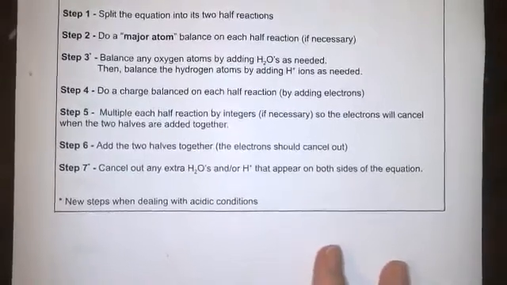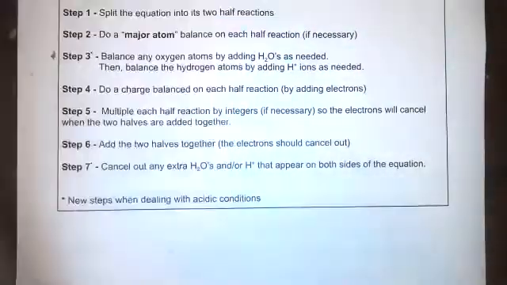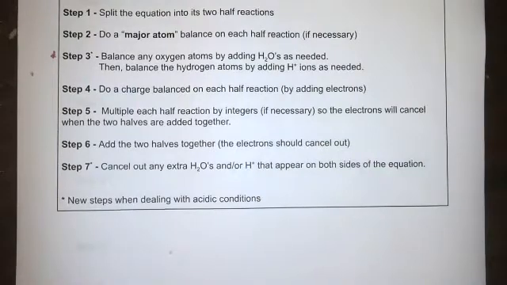Step 3, now this is one of the new steps that we've inserted. We're going to balance any oxygen atoms by adding water molecules, and then we're going to balance the hydrogen atoms by adding H+ ions. This here is our new step. We're only able to add oxygen in the form of water, and then we'll be adding hydrogens in the form of hydrogen ions. This is going to give us that acidic condition. Step 4, next we're just going to make sure the charges are balanced by adding electrons on either our product side or reactant side.